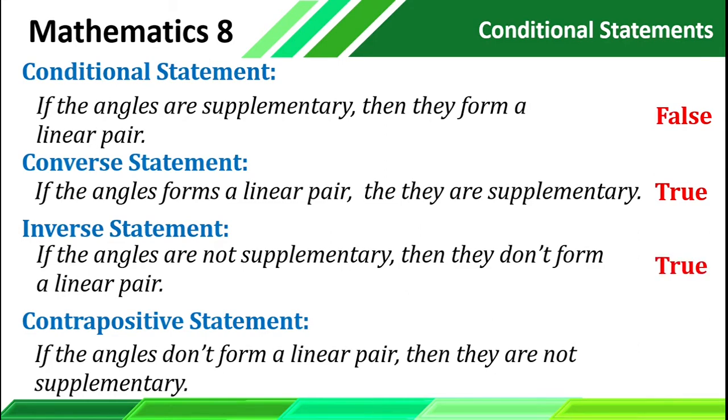And for our contrapositive, if the angles don't form a linear pair, then they are not supplementary. So this is false. So that is how we create conditional statement, converse statement, inverse statement, and contrapositive statement, as well as how to identify the truth value behind the statements.